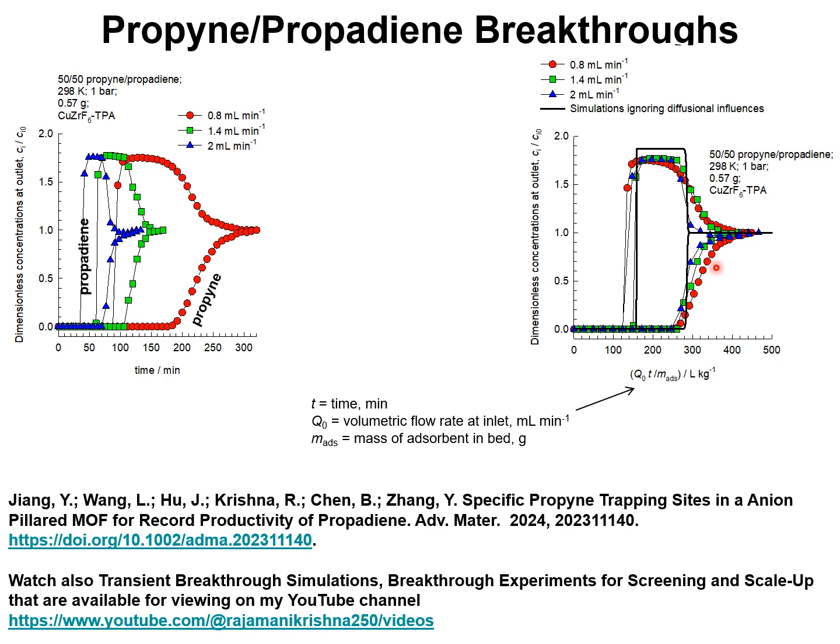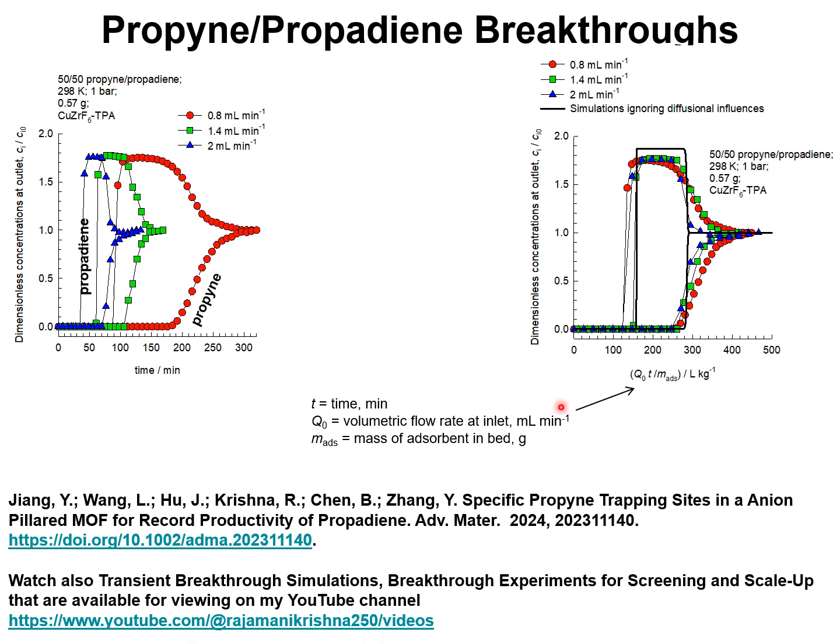The continuous black solid line here are breakthrough simulations using unary isotherm data as inputs and ignoring diffusional limitations. There is a pretty good agreement of the experimental data with the breakthrough simulations. The breakthrough simulation methodology is described in my presentation, Transient Breakthrough Simulations, on my YouTube channel.